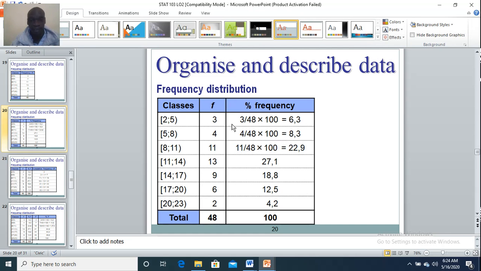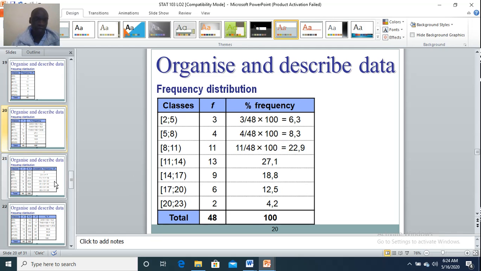So now I may want to find the percentage frequencies. I'll be saying 3 over 48 times 100, 6.3%, 4 over 48 times 100. So it means they are 6.3% between 2 and 5. They are 8.3% between 5 and 8. They are 22.9% between 8 and 11. Like that, you complete.